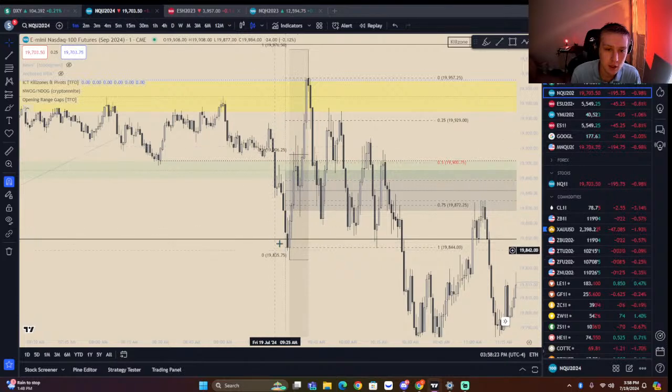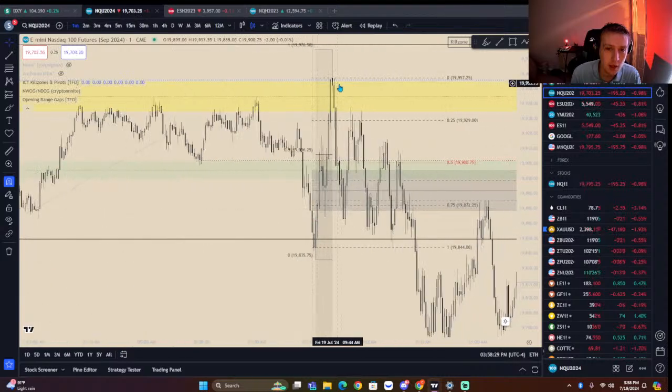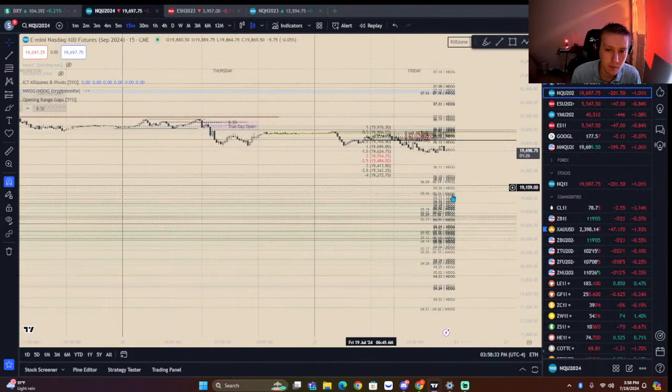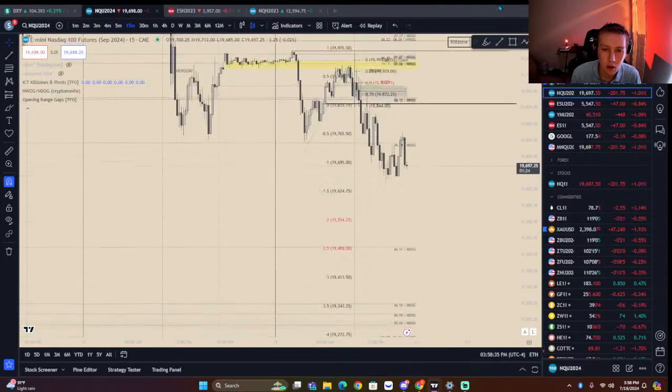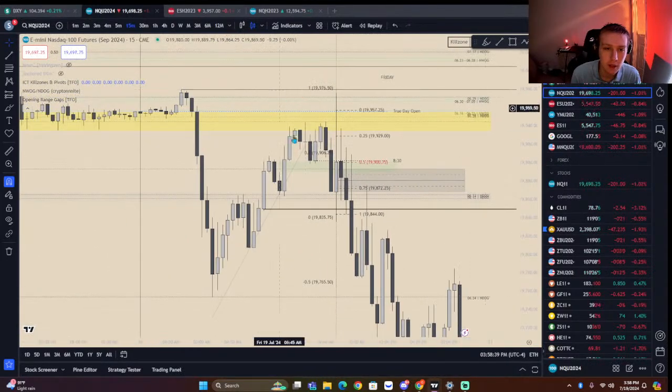We take this low, then we come back up and actually take this high. So we have a seek and destroy Judas. Market actually opens right here. We've taken sell side, then we come up and take buy side. So this is where the manipulation occurred, right here. We have a 15-minute imbalance. Once we displace through that, we use that as inversion.